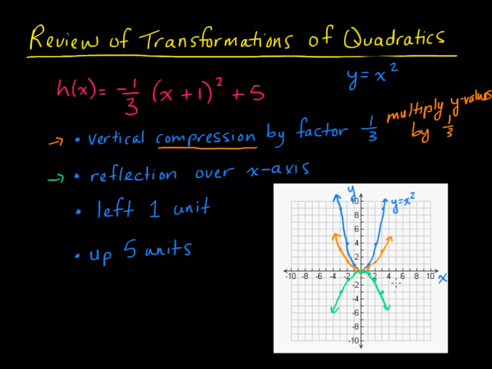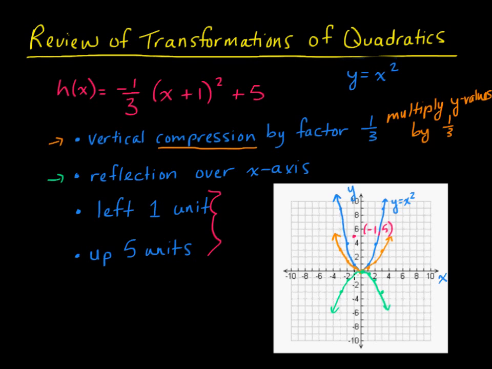But we're not quite done yet. We still have to do these transformations. The last two are the horizontal and vertical translations. So the shift left 1 unit and up 5 units. And we're going to take each key point and move to the left 1 and up 5. Now the vertex is going to be here at (-1, 5). Same with the next point.